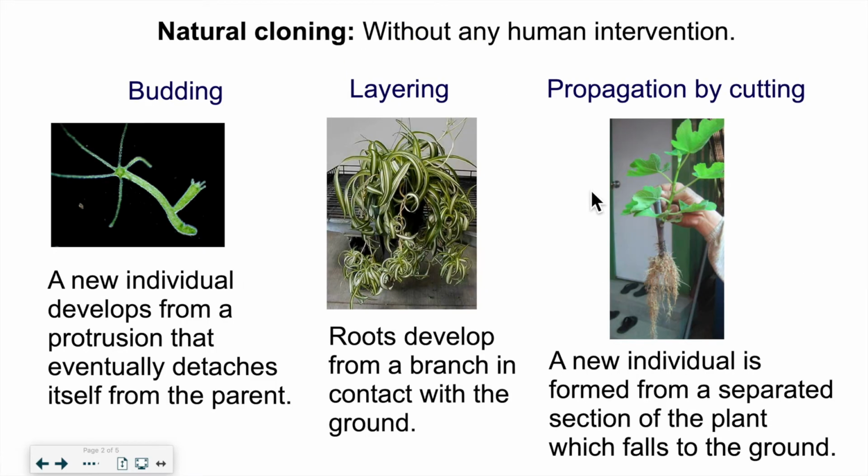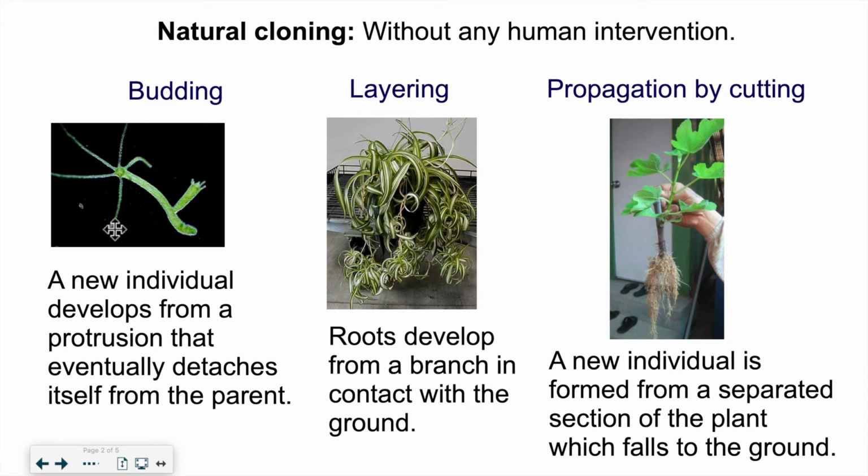All right, so we have what we call artificial cloning and natural cloning. Let's talk about natural cloning first. It is done without any human intervention. We see this in plants, basically. There are three types of natural cloning that I will discuss. The first one is budding.